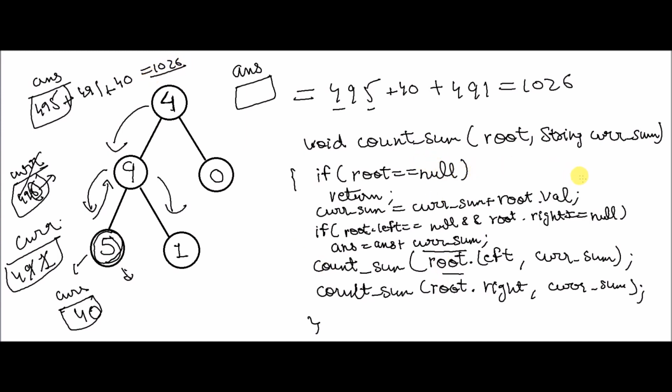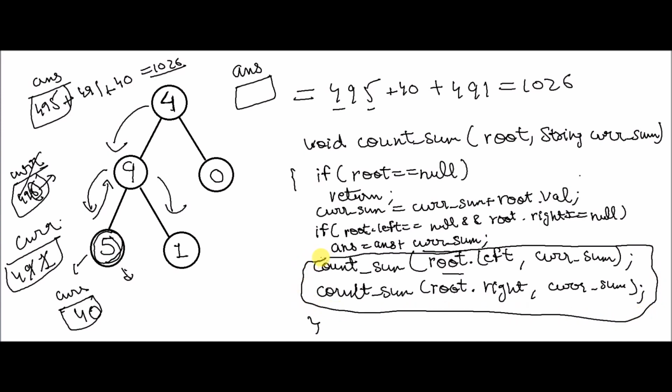Okay, so this was the code, and this is how this code is going to perform. These two lines basically help us in traversing through the tree in a depth first search manner. So I hope that things are clear now. So we have to just code this now.